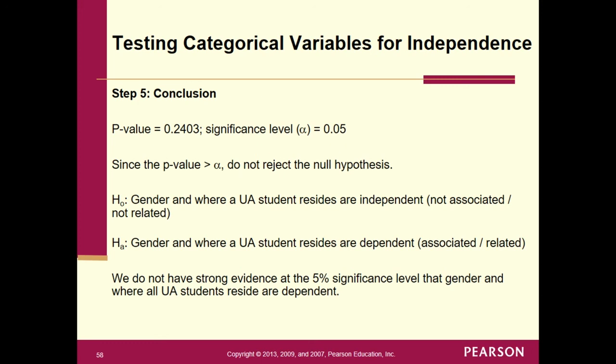So remember, we're not going to say that for sure they're independent. We would have to have basically a test statistic of 0 in that situation. And so we're not going to have that ever. And so we're not going to say that these variables are independent. We're just going to say that we don't have enough evidence to say that they are dependent. Okay.